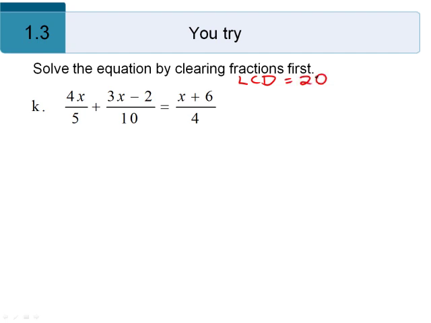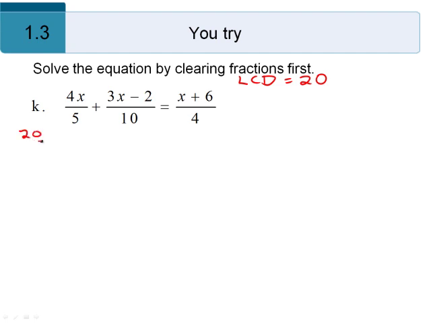Now, one thing you should notice, some people think, oh, this is a proportion. It is not, because there's too many terms. A proportion is only one fraction equal to just another fraction, and that is not in this format. So you have to use the common denominator thing.